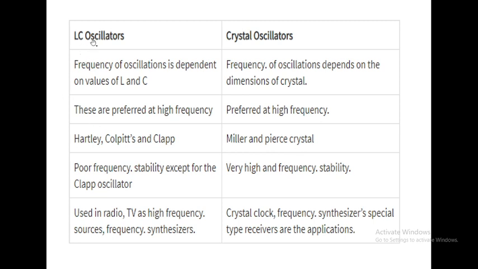LC oscillators have poor frequency stability, except the Clapp oscillator; the Hartley and Colpitts give poor frequency stability. The crystal oscillator has very high frequency stability. The applications of LC oscillators are TV, frequency sources, and frequency synthesizers. The applications of crystal oscillators are crystal clocks, frequency synthesizers, and special types of receivers.